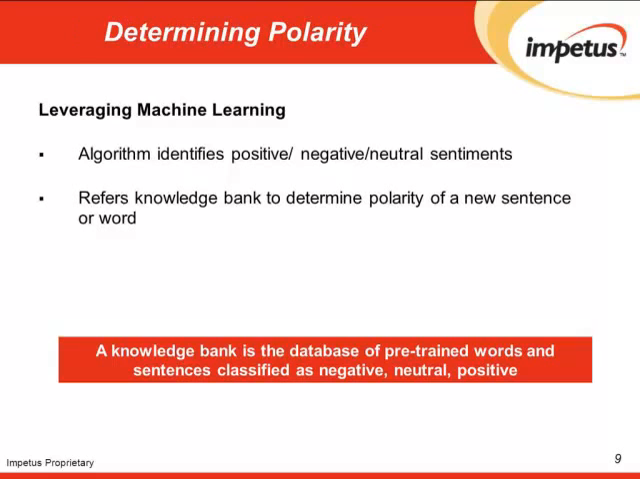Machine learning plays a really big role in deciding that polarity. Whether or not a sentence is positive, negative, or neutral is judged by an algorithm which refers to its initial knowledge bank to decide the particular polarity of any new sentence or new word. So basically, a knowledge bank is a database of some pre-trained words with information on the patterns of words and sentences that are defined as negative, neutral, and positive.